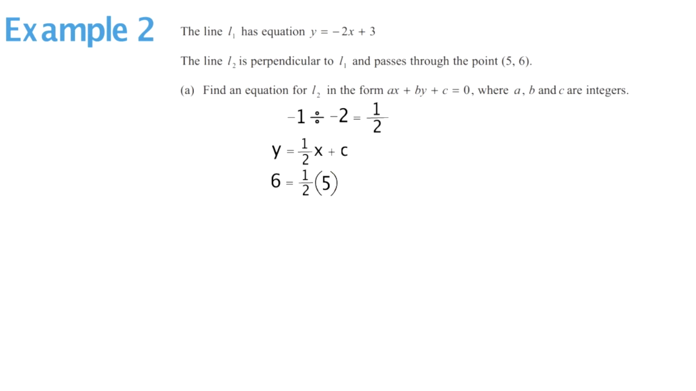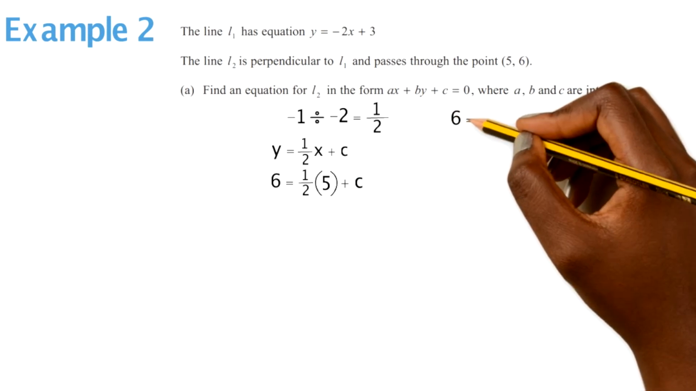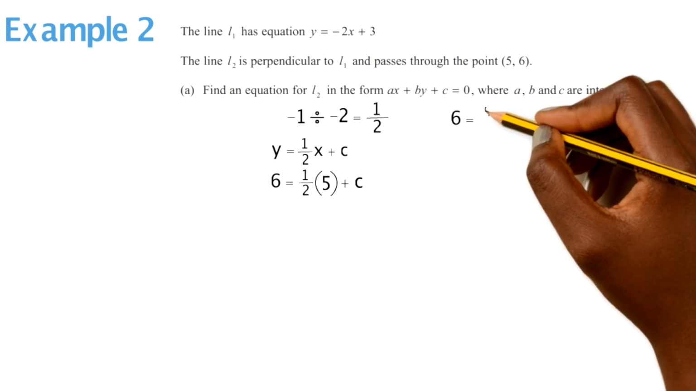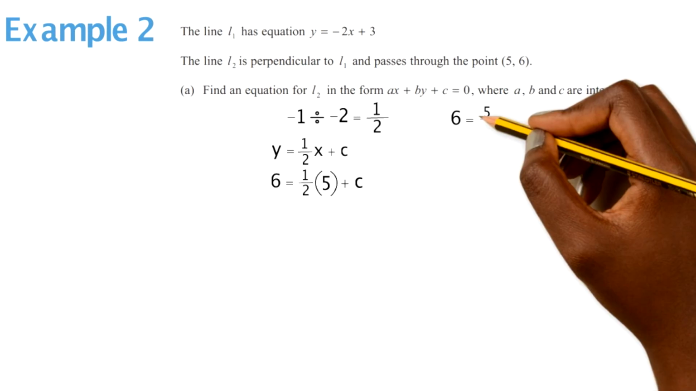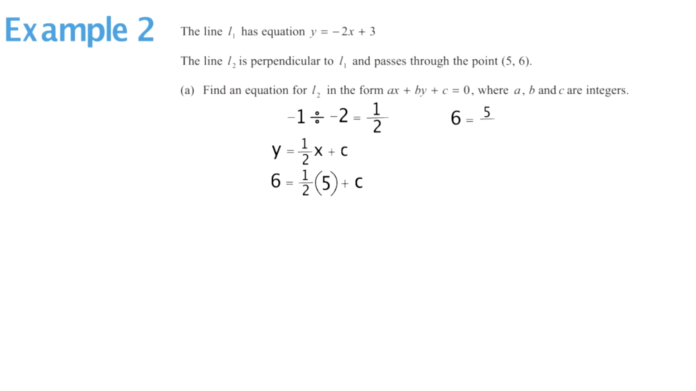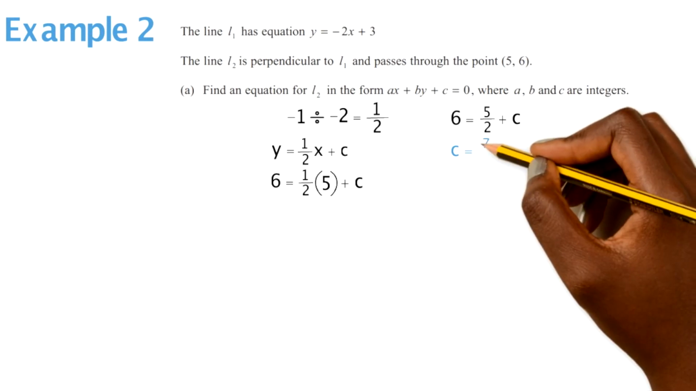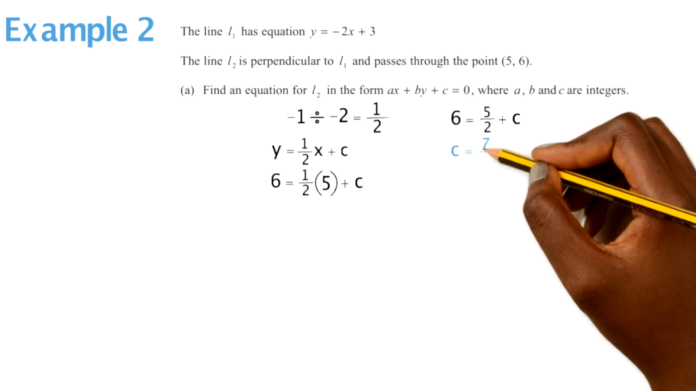Then we're going to simplify and rearrange this to work out what c is. So 5 times 1/2 will leave you with an answer of 5/2, and then that's plus the c is equal to 6. And then to work out what c is, we would do 6 minus 5/2, which would leave you with an answer of 7/2.